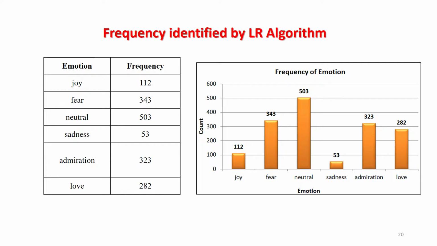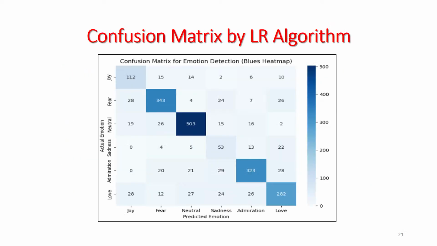So frequently identified by the LR algorithm, the word joy appears 112 times, fear appears 343, and so on. So this is the confusion matrix of the algorithm. Next.